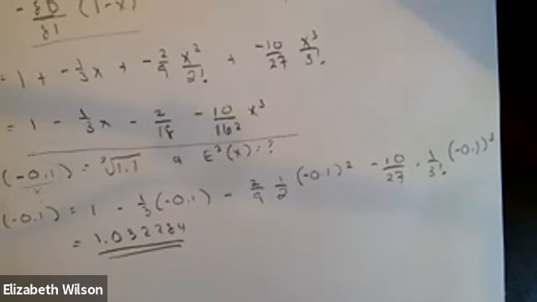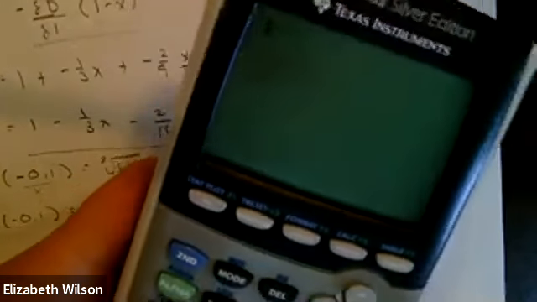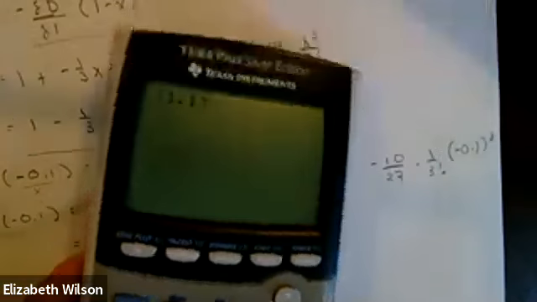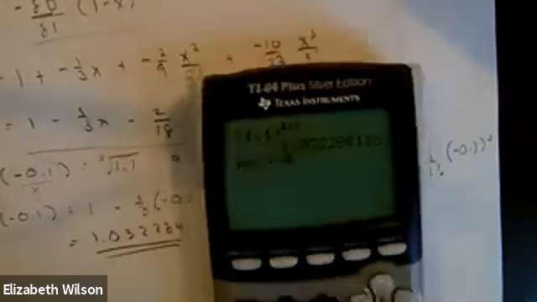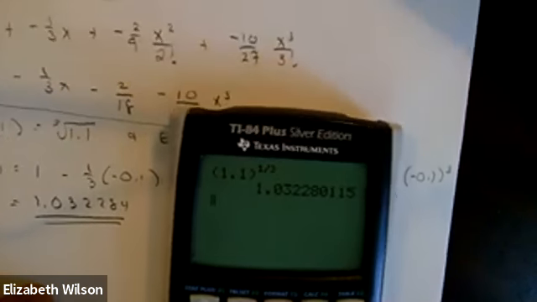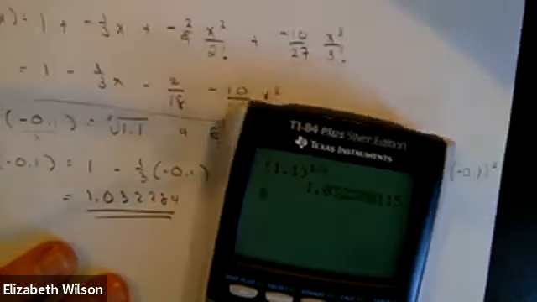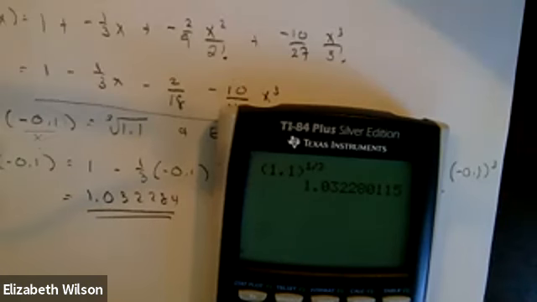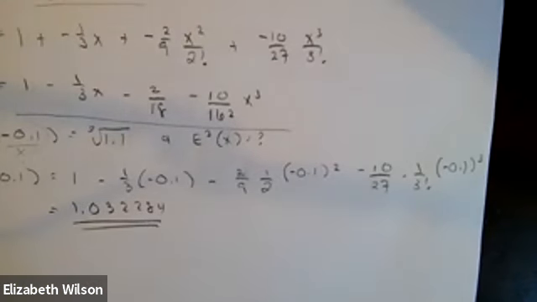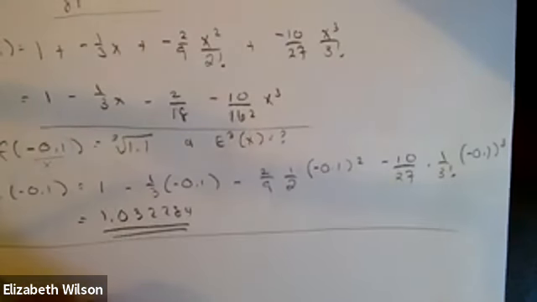Let's check it real quick on my calculator. I'm going to go 1.1 raised to the 1/3 power, that's taking the cube root of 1.1. I'm going to get 1.0322801115. So we're in the right ballpark in terms of answers from what I got on my calculator. Just plugging it in gives me a clue that maybe I did the Taylor expansion correctly. Okay, so then the next part says, let's come up with the error.